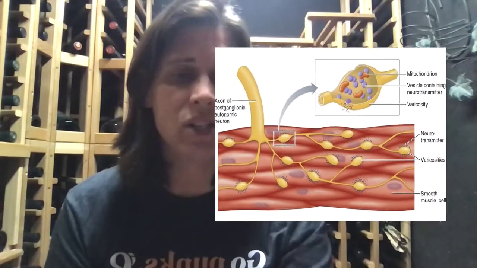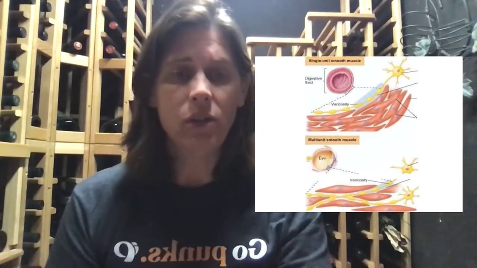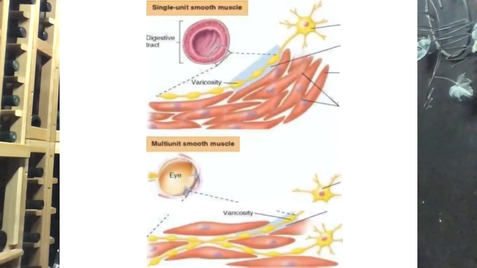You can make fine adjustments. Okay, the next slide shows single unit smooth muscle at the top, but I added the multi-unit smooth muscle at the bottom so you can compare. Okay, so again, these are also stimulated by nerves, but the nerves are embedded within the organ. Okay, so it's not controlled by the ANS. And we'll see this when we do the digestive system.